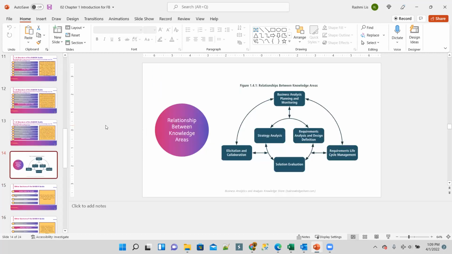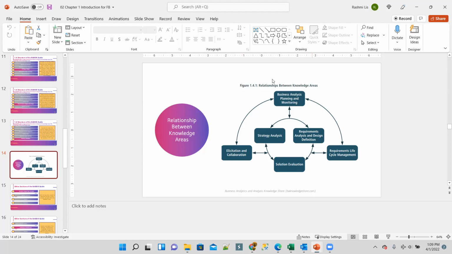The BABOK also has a business analysis core concept model. So they take those 6 knowledge areas, put them together, and essentially explain the relationship between each of them. So they're saying, yes, there's a relationship between elicitation and collaboration, business analysis planning and monitoring, as well as a relationship between lifecycle management and business analysis planning and monitoring. And within the sphere of the development or the delivery of a solution, you have strategy analysis, requirements analysis and design definition, as well as solution evaluation.